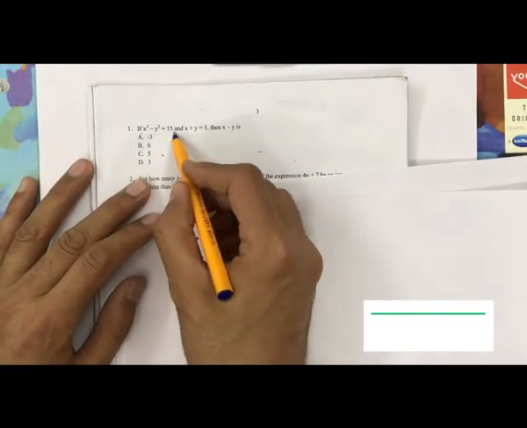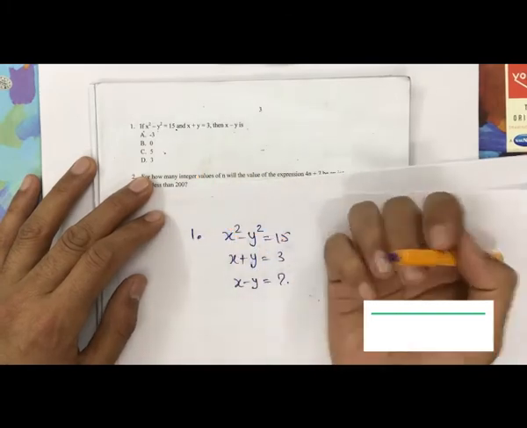X square minus y square is 15, x plus y is 3, x minus y is?